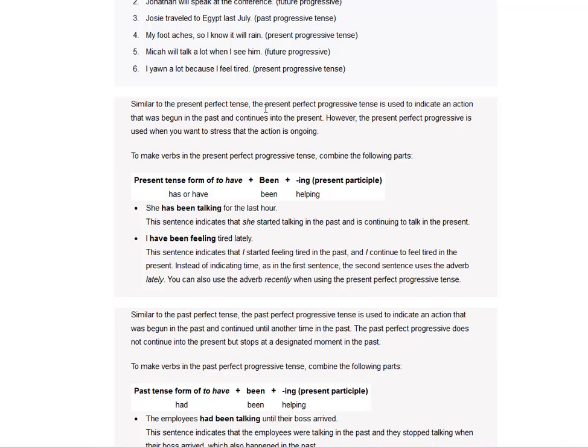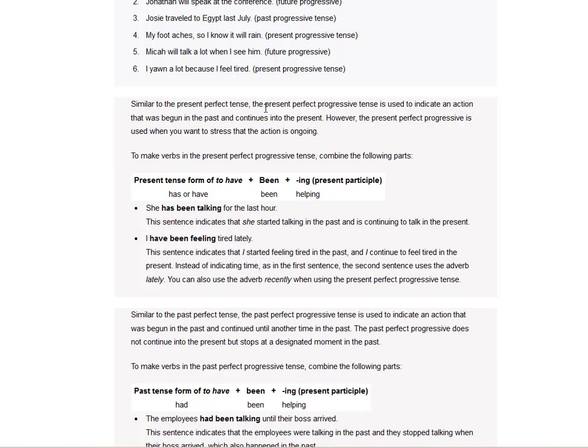This sentence indicates that she started talking in the past and is continuing to talk in the present. I have been feeling tired lately. This sentence indicates that I started feeling tired in the past and I continue to feel tired in the present. So instead of indicating time as in the first sentence, the second sentence uses the adverb lately. You can also use the adverb recently when using the present perfect progressive.